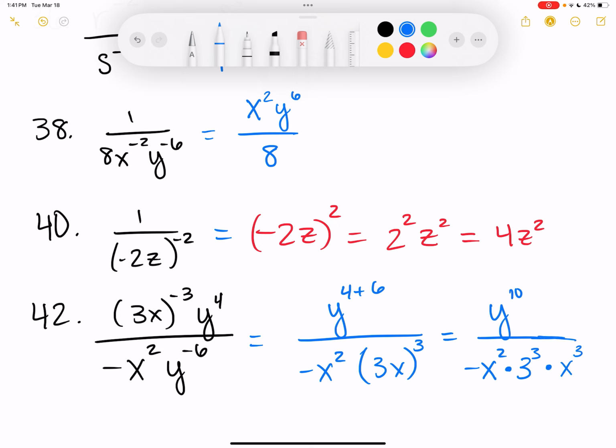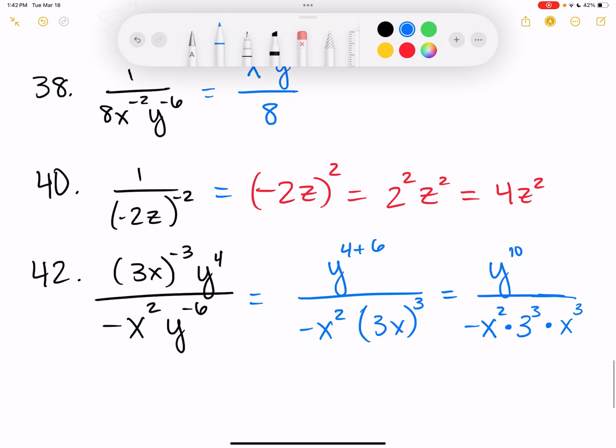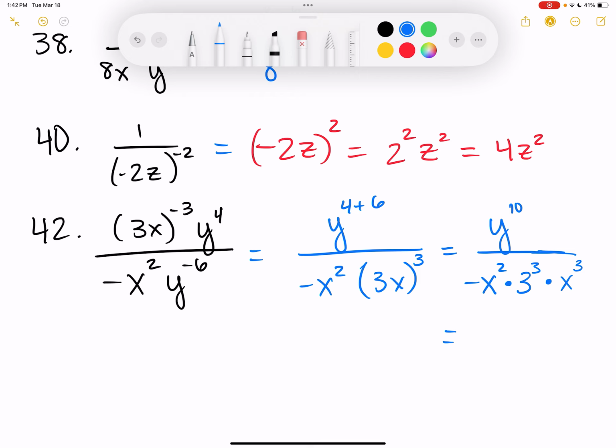Now what? Multiply the x's. And what do I get when I do that? Negative 3 to the power of 3 is 27. You said to multiply the x's, so that's what I was doing. And then you said that's negative x to the 6. Nope, x to the negative 6.